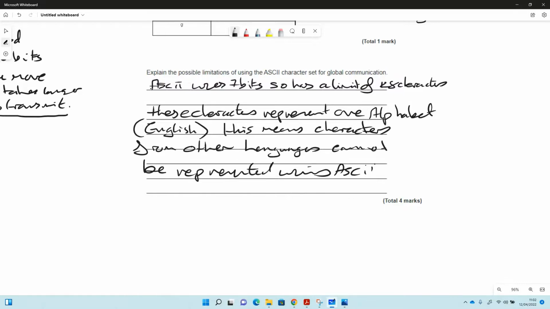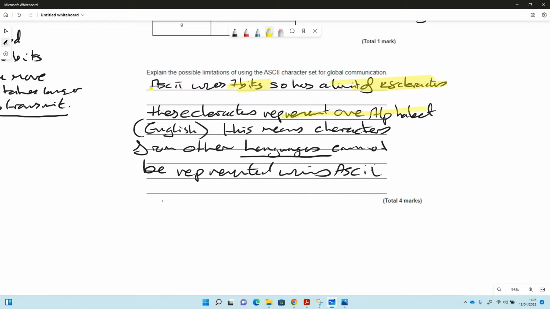So we could say languages, we could say alphabets there, but there are other languages that use different alphabets is what we're trying to say. We're going to get away with that, that's going to be fine. So we could give an example if we wanted to. So we could say, for example, the Chinese language or the Russian or Cyrillic alphabet. We could do that if we wanted to be really clever, but we've said enough to get our points. We've said that ASCII is 7 bits and so has the limit of 128 characters. That's going to give us a point for this.